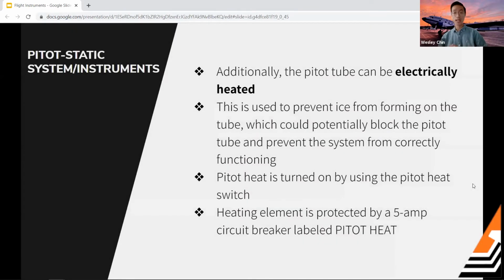All right, so additionally, our pitot tube can be electrically heated. Let's say you're flying in the clouds below freezing level. You do not want ice forming there. That can definitely block your pitot tube and prevent your associated instruments from correctly functioning. So we can turn on the pitot heat with your pitot heat switch, and the element is protected by a circuit breaker labeled pitot heat as well.